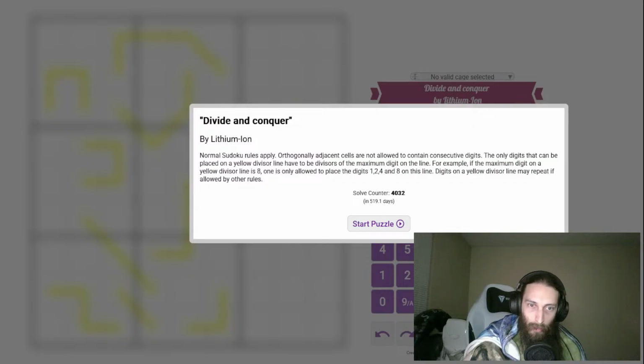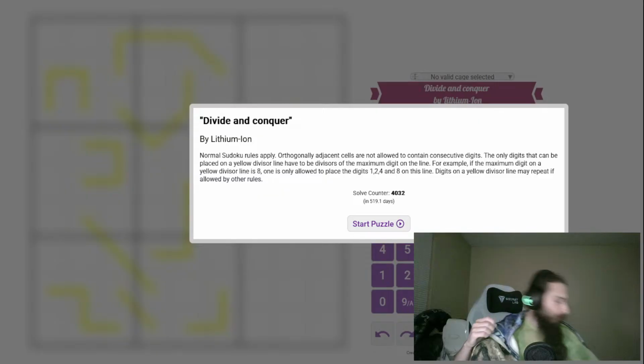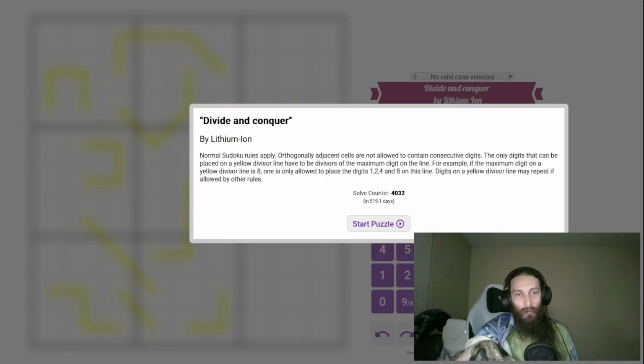Normal Sudoku rules apply. Orthogonally adjacent cells are not allowed to contain consecutive digits. The only digits that can be placed on a yellow divisor line have to be divisors of the maximum digit on the line. For example, if the maximum digit on a yellow divisor line is 8, the solver is only allowed to place the digits 1, 2, 4, and 8 on this line. Digits on a yellow divisor line may repeat if allowed by other groups. Alright.